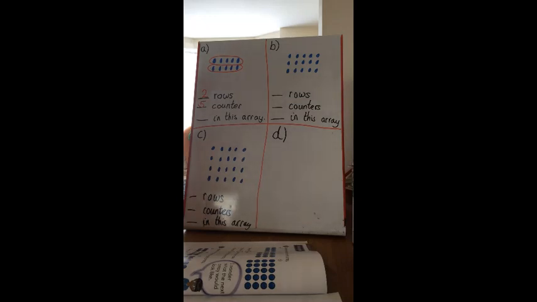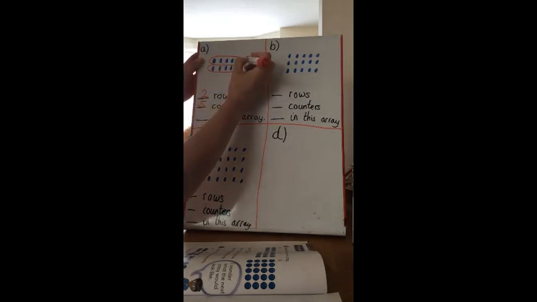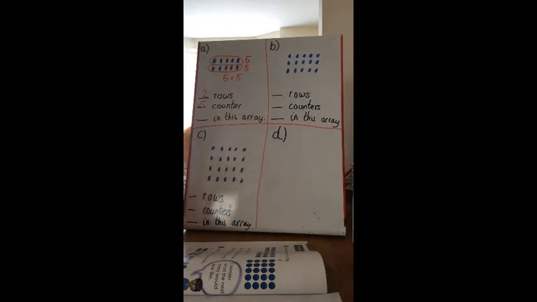So there are 5 counters in each row. And now it wants to know how many counters in this whole array. Now we don't want to count it one at a time because that would take us too long. So we know we've got 2 rows of 5 counters. So we're looking at 5 add 5. What is 5 add 5? Yes, we know that one straight away. 10. So there are 2 rows of 5 counters, which gives us 10 in total.